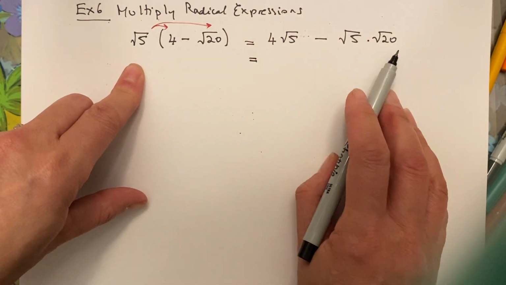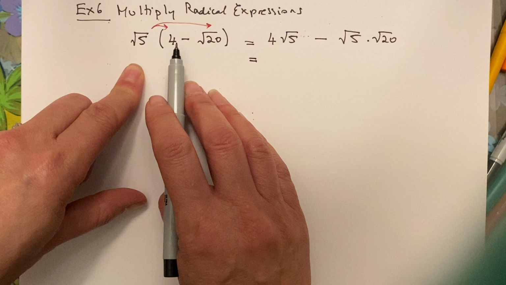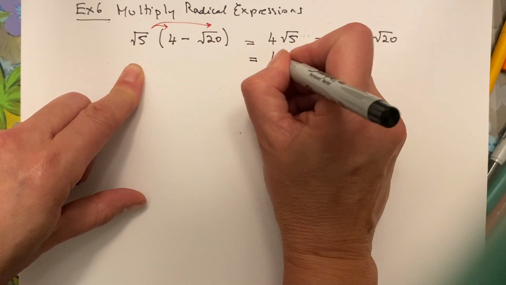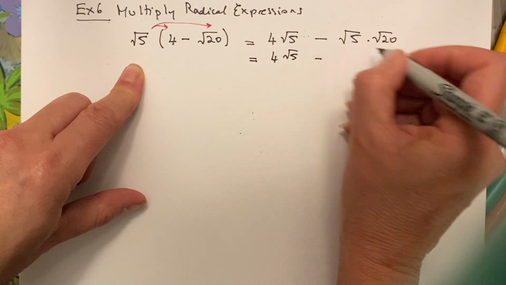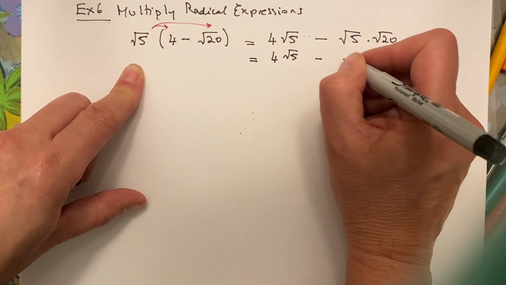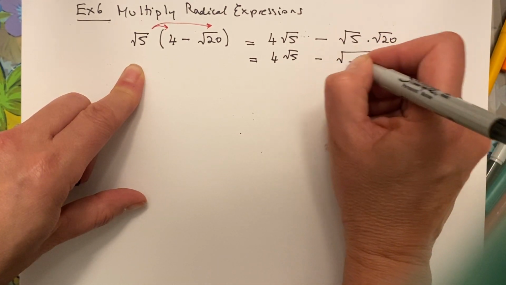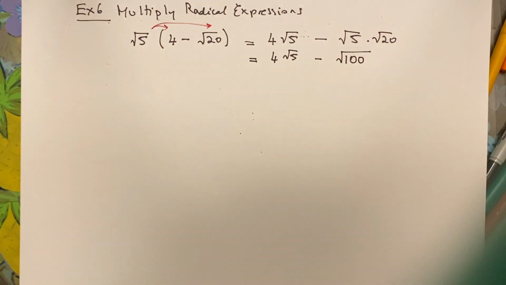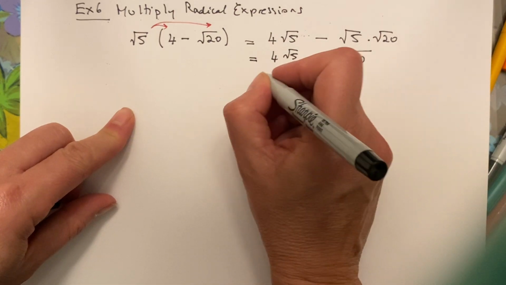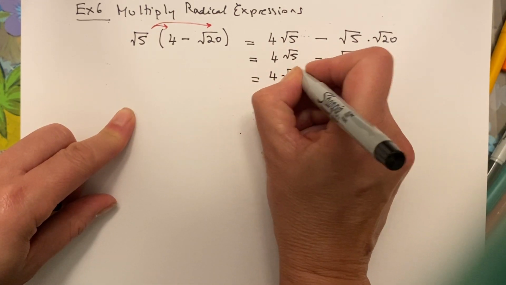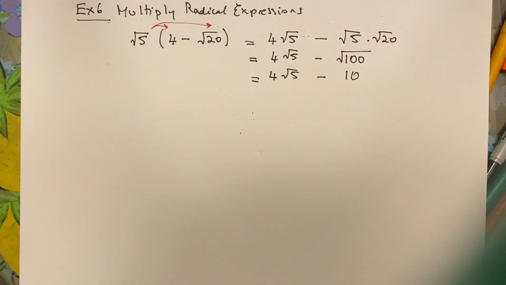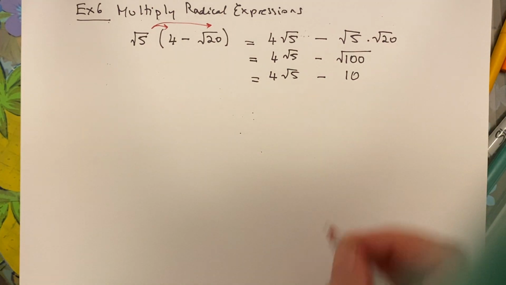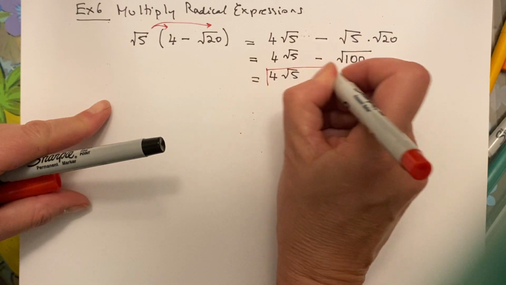So we've done our distributive property, and now we're going to use that property. We're going to leave 4 square root of 5 as is, and combine 5 times 20 inside the radical, and make that the square root of 100. Well, we know the square root of 100 is 10, so we have 4 square root of 5 minus 10. And that cannot be simplified any further, so we have to leave that as is.